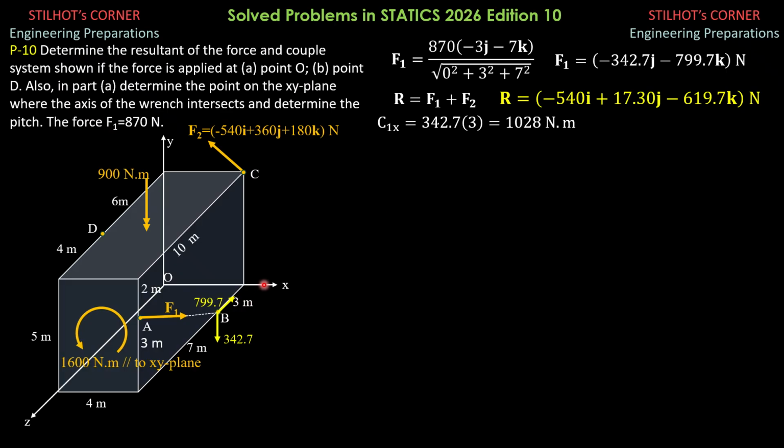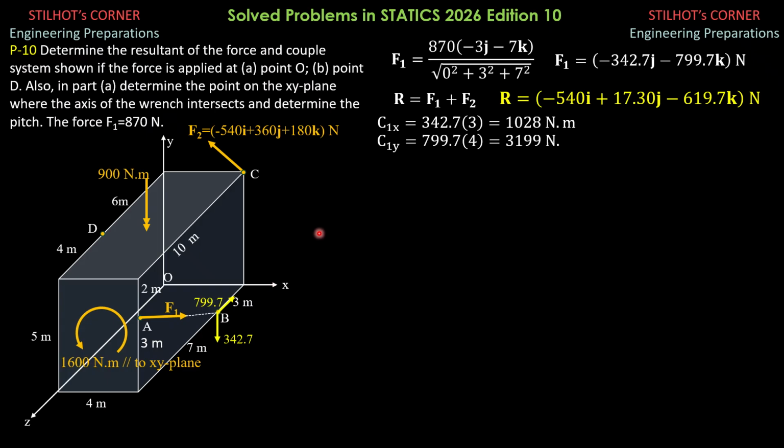For C sub 1y, the positive sense is going in that direction. This component is parallel to y, so it has no moment about y. This 799.7 newton component produces a counterclockwise moment if we view it from the top, and that's the positive sense. So 799.7 times 4, that's C sub 1y.